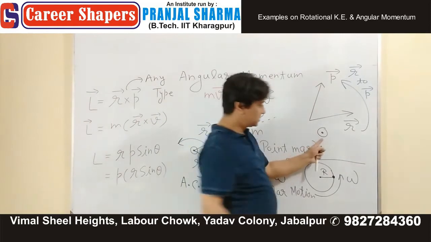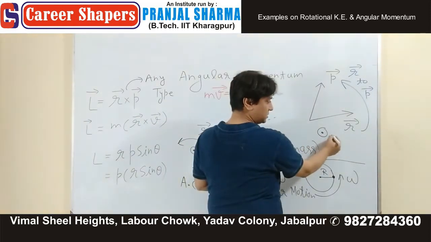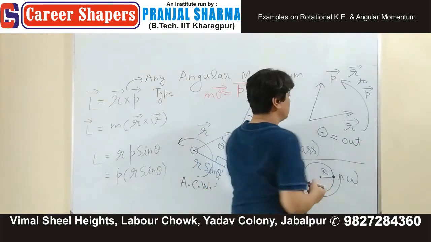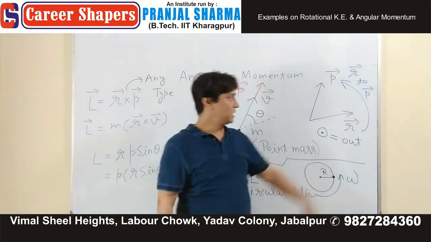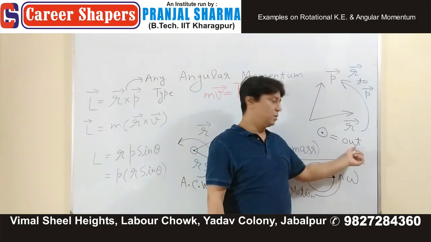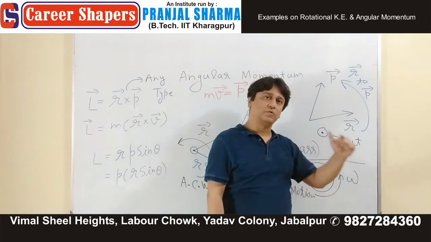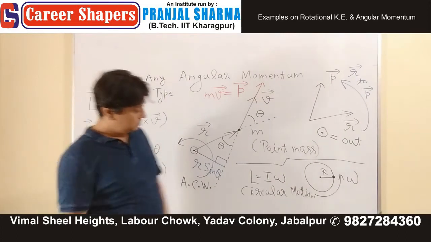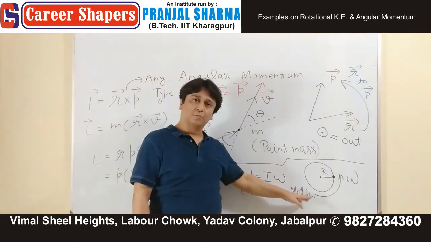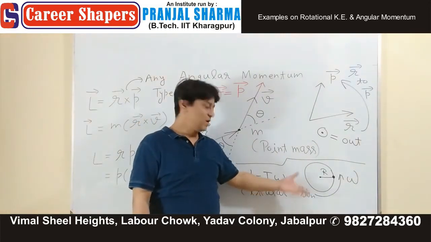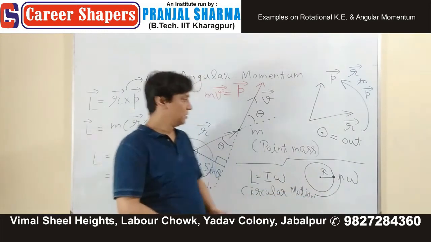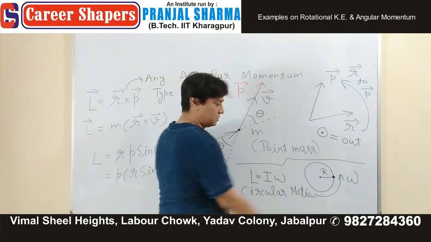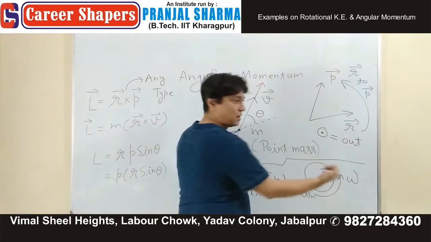In this case, this is dot. This means out. So direction of angular momentum is what? Anti-clockwise or dot or out along the axis. For circular motion, things are very easy here. You can see here what kind of sense it is. Anti-clockwise, so this is out.